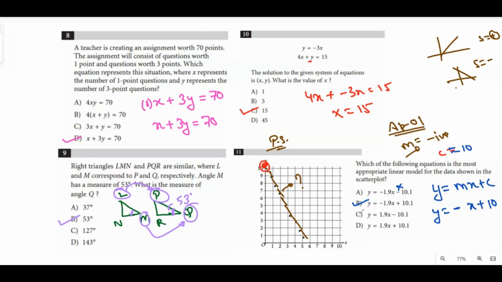What about option number C? No. Why? Because slope is positive. Option D, no, because slope is again positive. So we are left with only one option, option number B. Okay, so option B is the correct answer. This is by approach number 1.